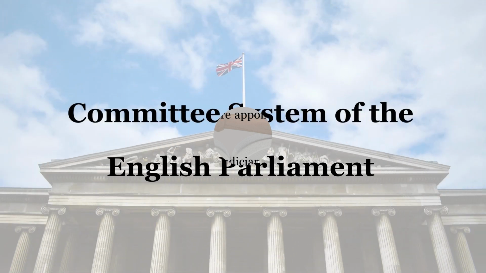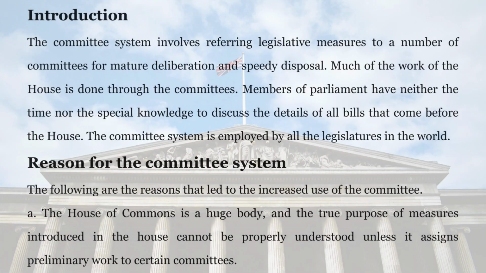Committee system of the English Parliament. Introduction. The committee system involves referring legislative measures to a number of committees for mature deliberation and speedy disposal. Much of the work of the House is done through the committees. Members of Parliament have neither the time nor the special knowledge to discuss the details of all bills that come before the House. The committee system is employed by all the legislatures in the world.